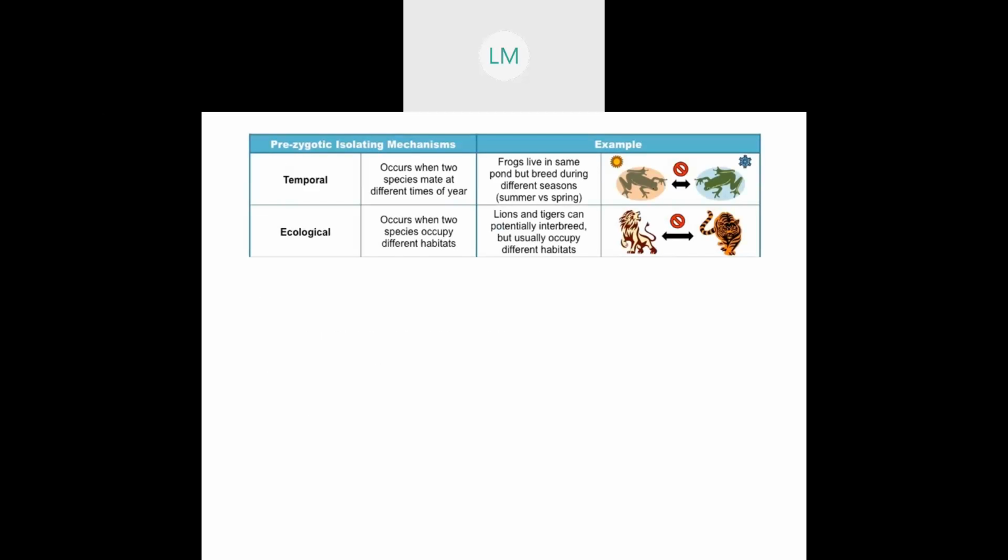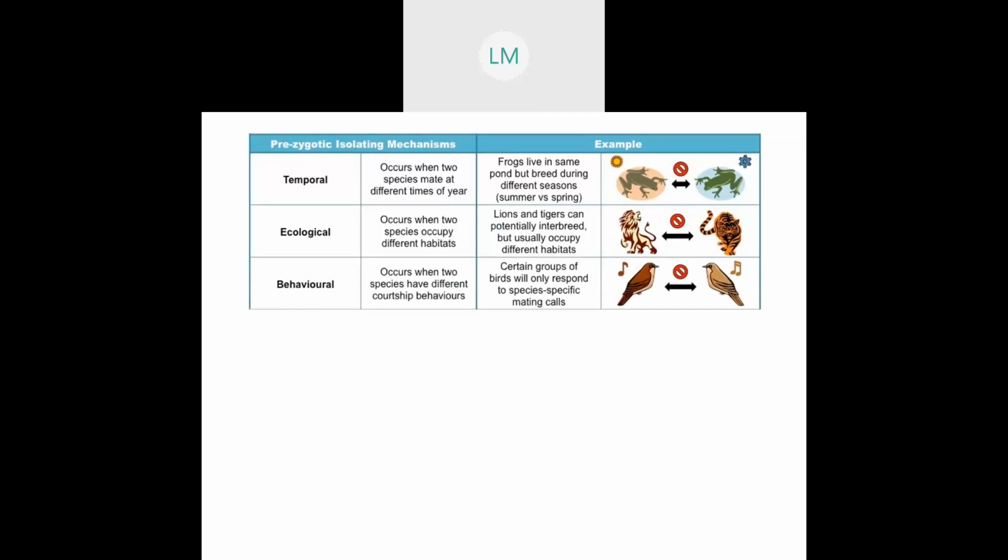Another type of pre-zygotic isolating mechanism is ecological, which could also be referred to as habitat isolation. Two species could potentially interbreed, but they occupy different habitats. This is why we don't see ligers in the wild, right? Lions and tigers can interbreed, but they usually occupy different habitats. So they're not encountering each other in nature, so they're not going to interbreed.